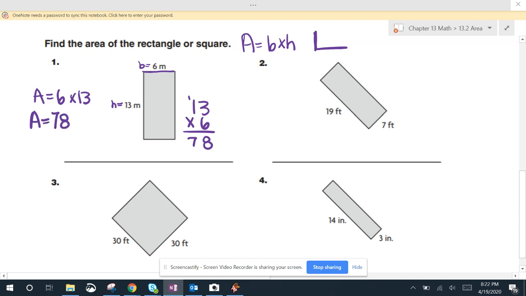However, I'm not finished yet because I need to make sure I write my units. This was measured in meters. So that means the inside of my rectangle is in squared meters. So it's square meters. So 78 square meters. Okay, go ahead and do number 2 and then press play when you're ready to check your work.